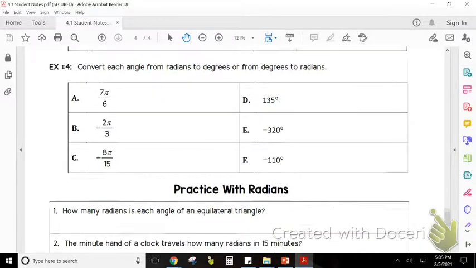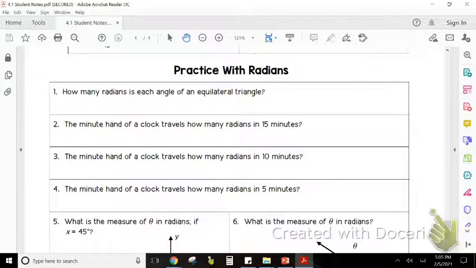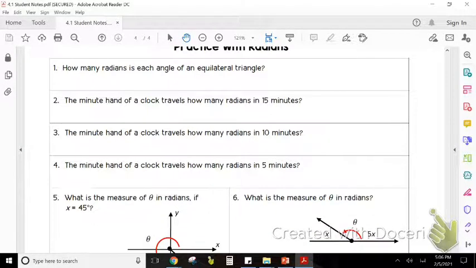And then some practice with radians. It says, how many radians is each angle of an equilateral triangle? Remember, an equilateral triangle has even angles, and therefore each angle is going to be 60 degrees. But it wanted it in radians, so just convert it to radians. So 60 times pi over 180, so 60 pi over 180, and that's going to reduce to pi over 3.